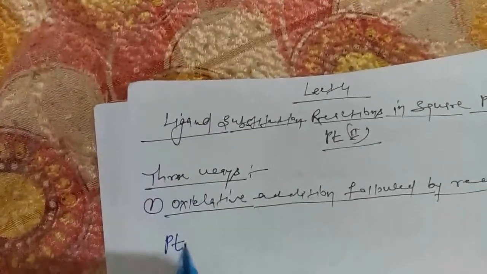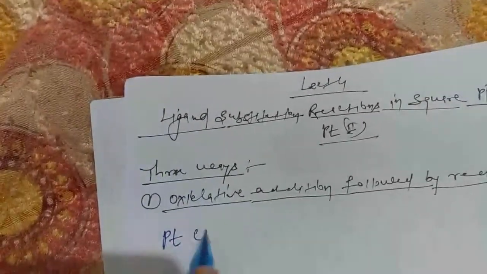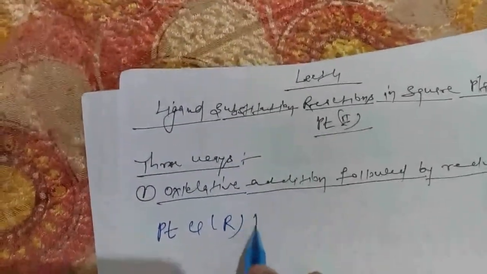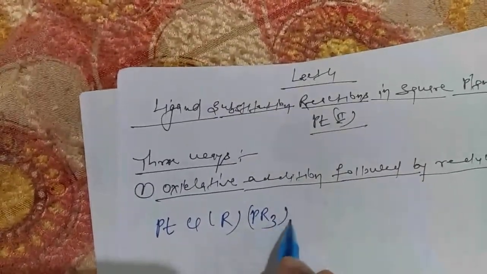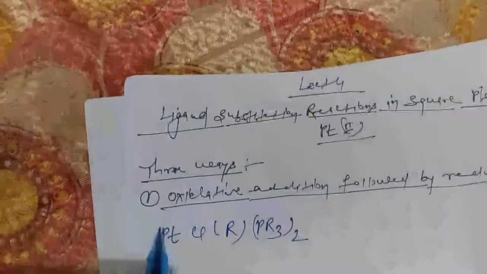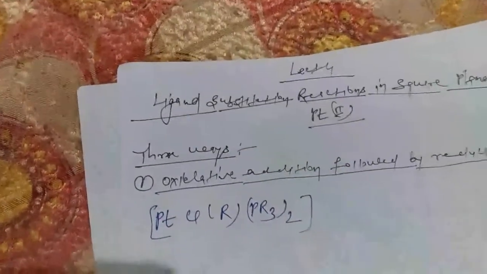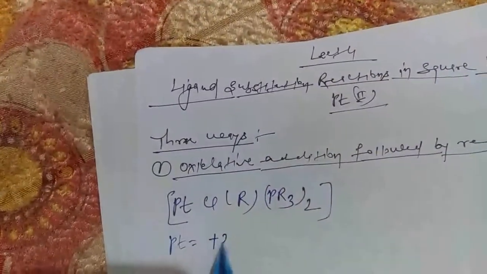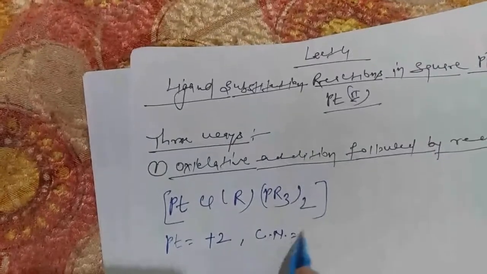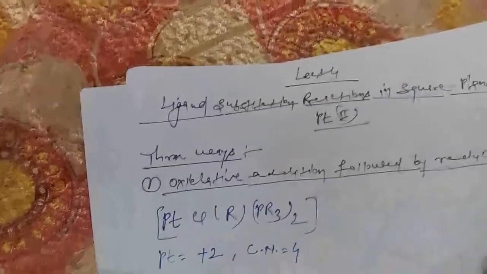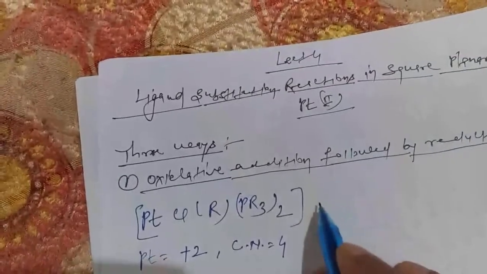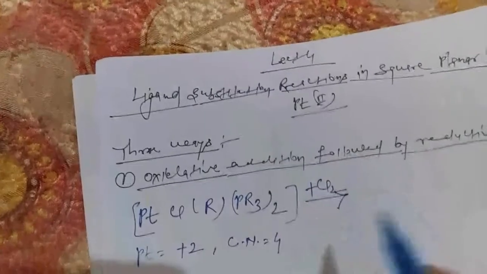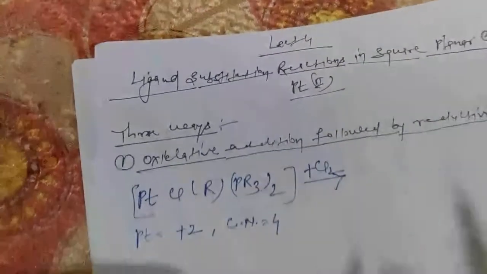See, platinum, Cl, then R, and then PR3 whole twice. So here platinum is in +2 oxidation state. We all know that the oxidation state of platinum is +2 in this case, and coordination number is 4. Here as you can see, this is 1, 2 and 2, 4. So now addition will take place here. So addition of chlorine Cl2, so this is called oxidative addition.